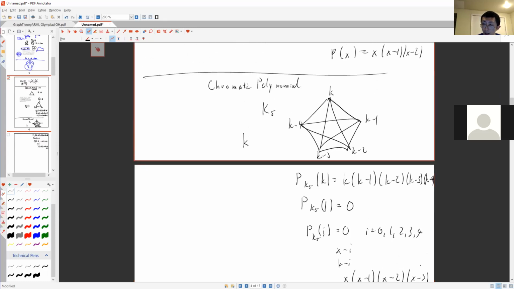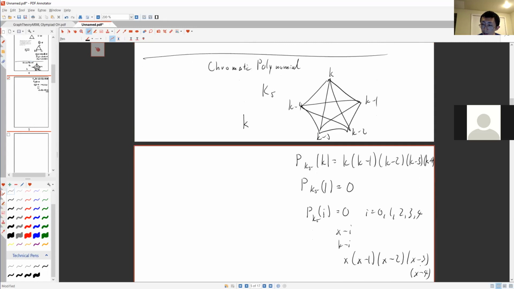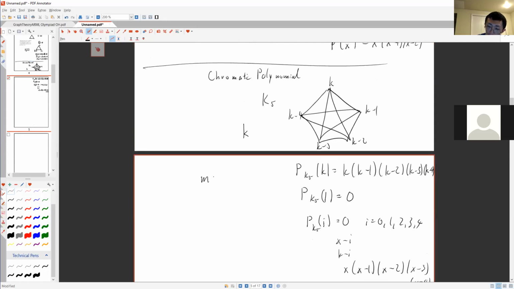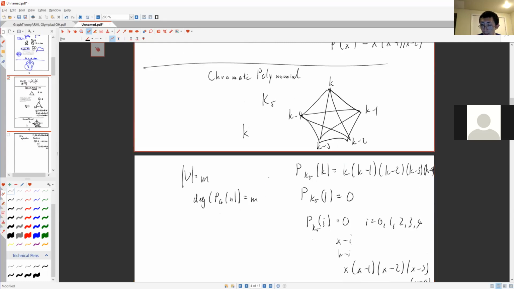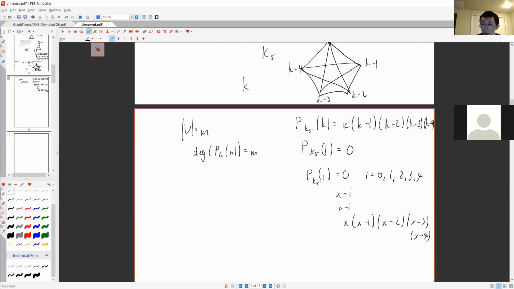It turns out if you have n vertices, then the degree of the polynomial is always n. So if there are m vertices, then the degree of the chromatic polynomial of G is going to be m. And it's not obvious that it'll always be a polynomial.